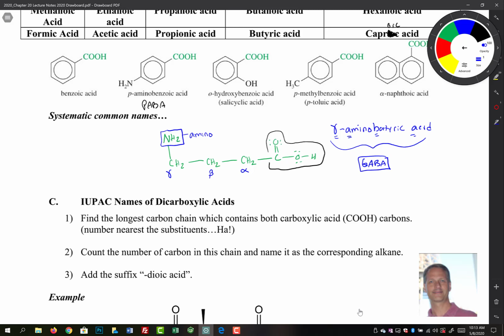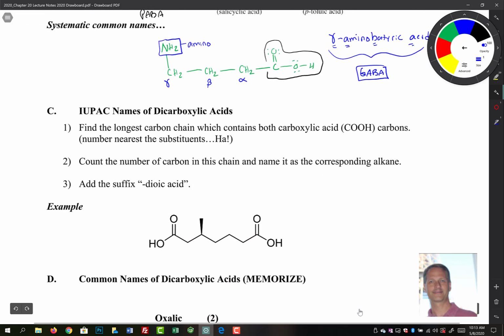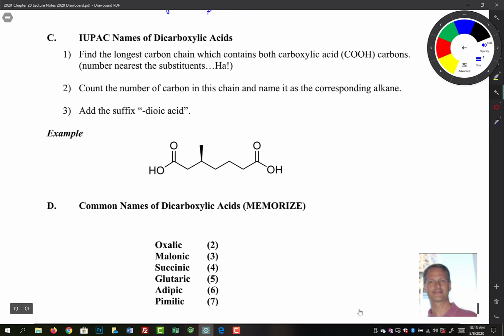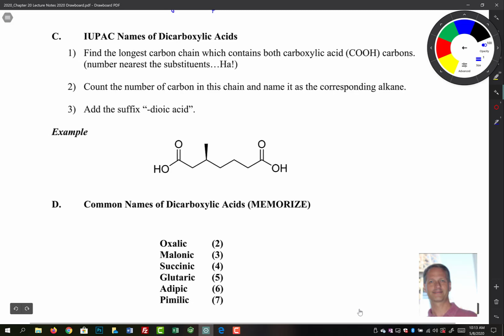Now, dicarboxylic acids and salts, those are the last two categories of carboxylic acids that we need to talk about. So dicarboxylic acids, based on the same principles we saw before. We're going to find the longest carbon chain that contains both of these carboxylic acids. Number nearest the substituents. That makes sense. We want the lowest possible numbers, right? Count the number of carbons, add the suffix di, because we have 2, and oic acid here.